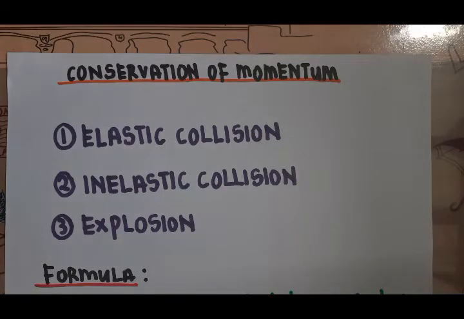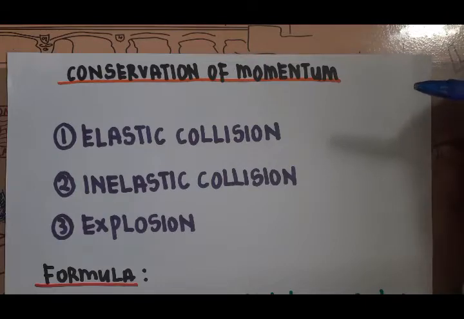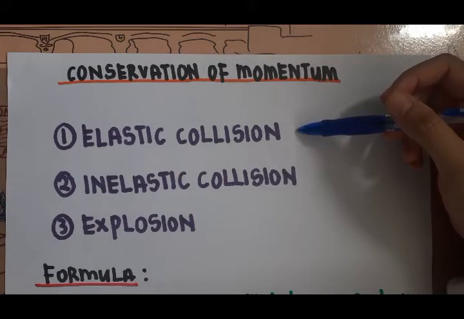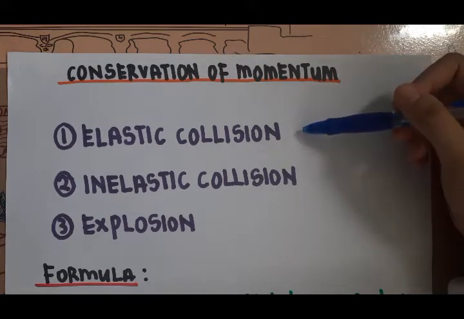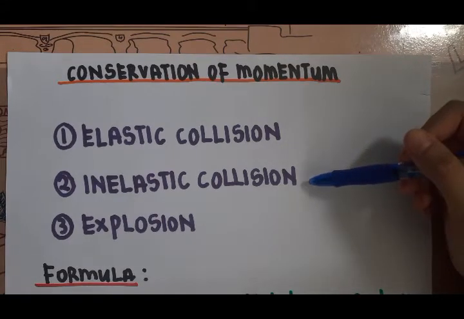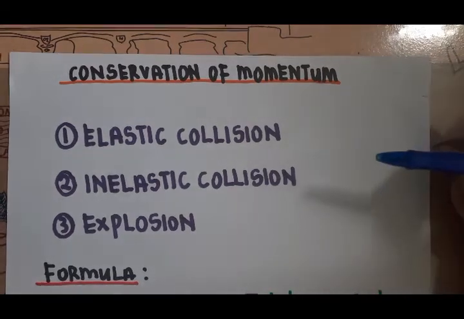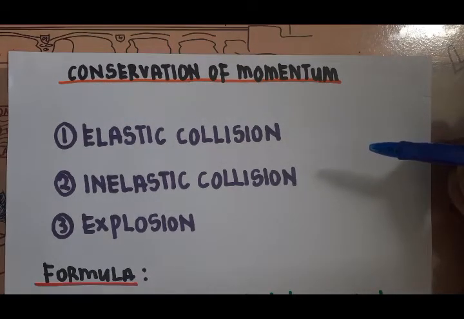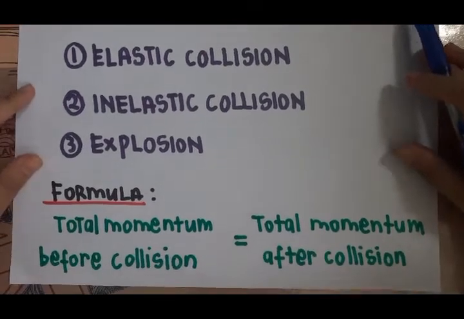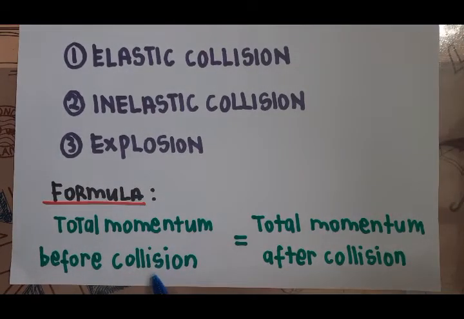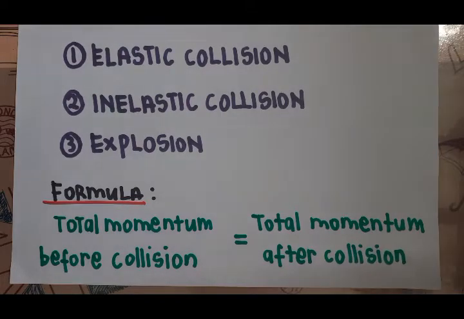Okay, so here is the conservation of momentum. There are three types of conservation of momentum, which are elastic collision, which is pelanggaran kenyal, inelastic collision, pelanggaran tidak kenyal, and explosion, which is letupan. So the formula for conservation of momentum is: total momentum before collision is equal to total momentum after collision.